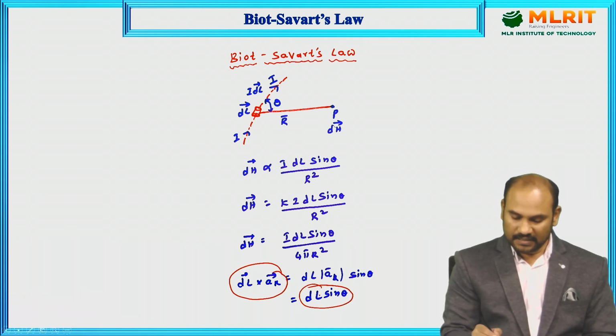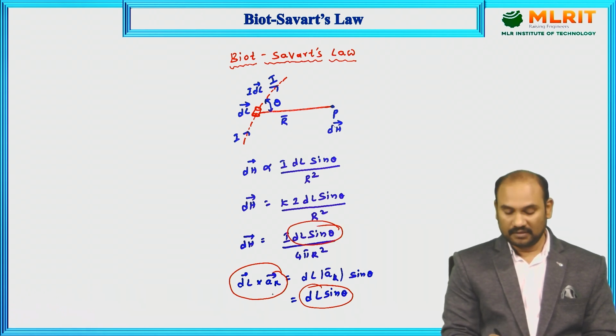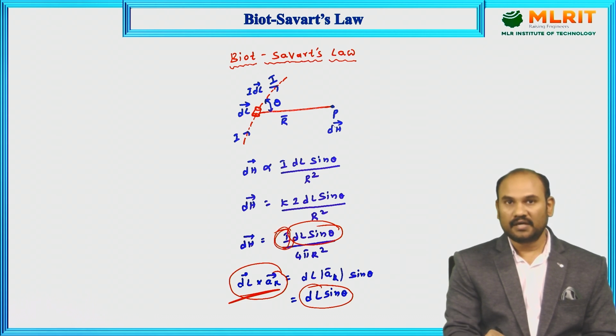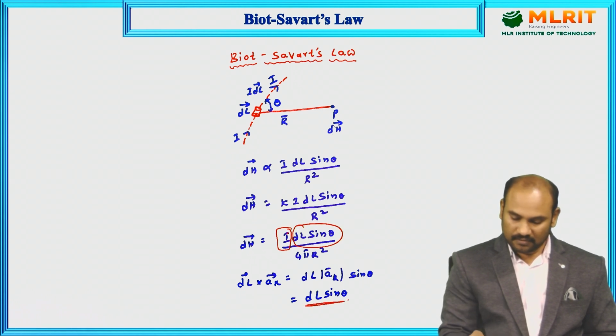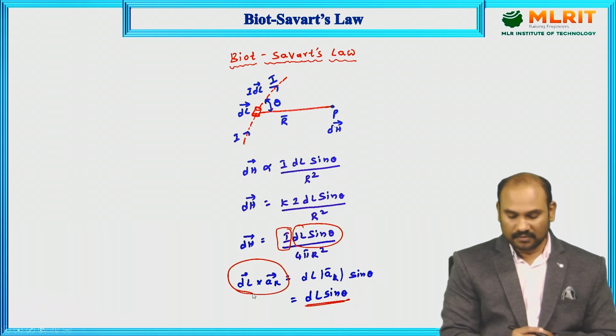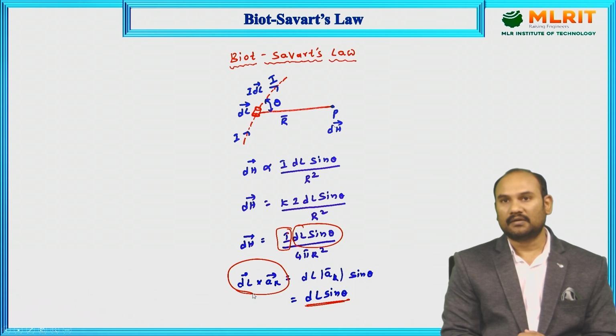So you have this dl sin theta here. This can be replaced with dl bar cross aR bar. I is there anyhow here. I is already there. Now you can replace this dl sin theta with dl bar cross aR bar. Just I am writing the next step.